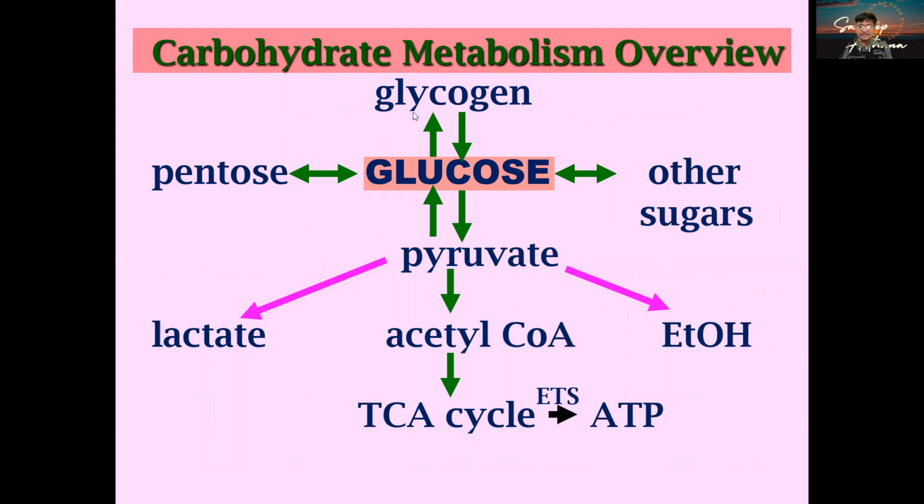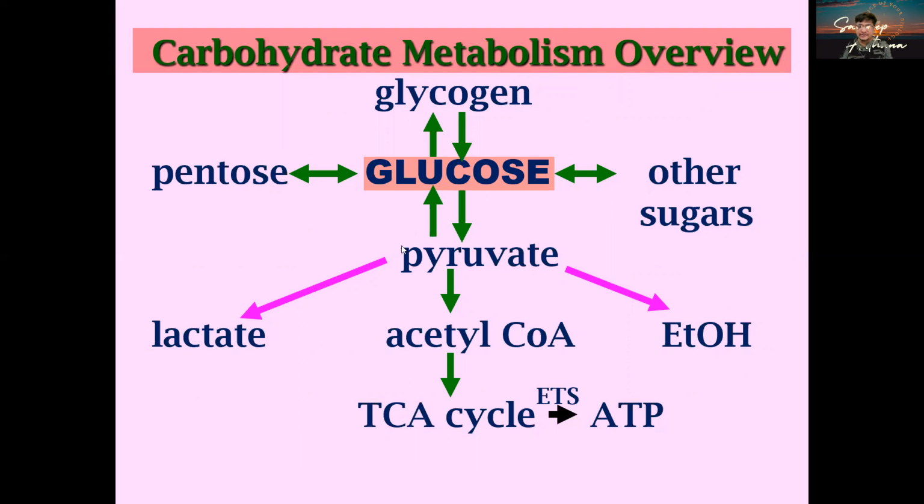Let's see what happens in the metabolism process here. For glycogen, you can see the two arrows. If the glucose is in excess, it will be converted to glycogen. If the glucose is lesser in the blood, glycogen is going to be broken into glucose. And from the glucose, there will be pentose pathways, and other sugars can come to this point.